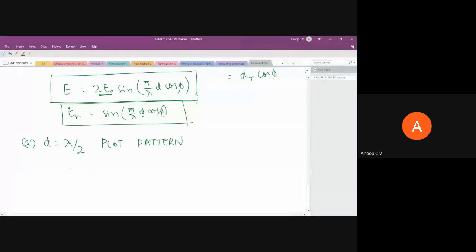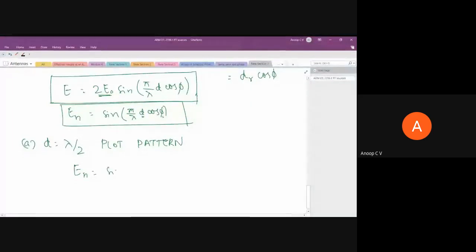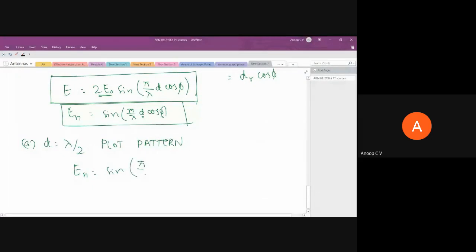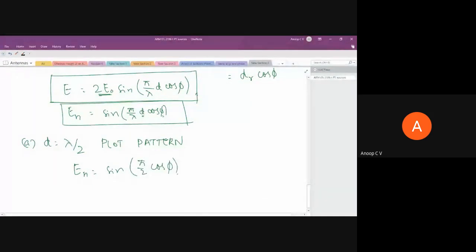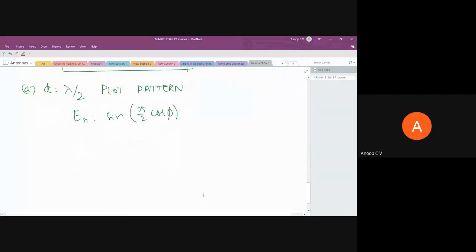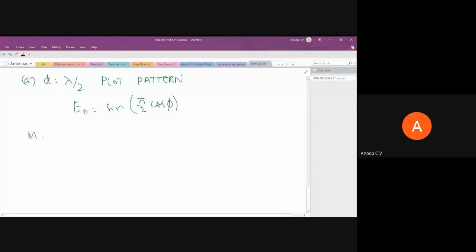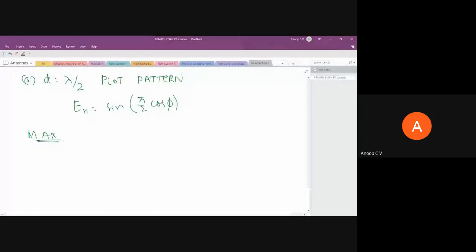So for d equal to lambda by 2, I can write En will be equal to sine of pi by 2 times cos phi. Right, so this is the normalized field. So now again I will do this to find maxima. Please, all of you can do it along with me.